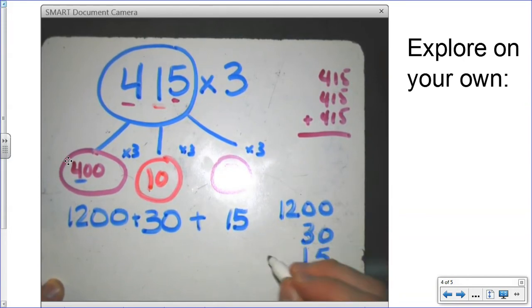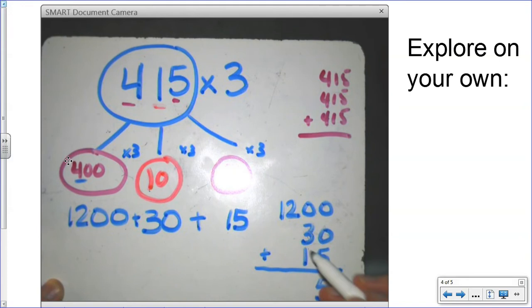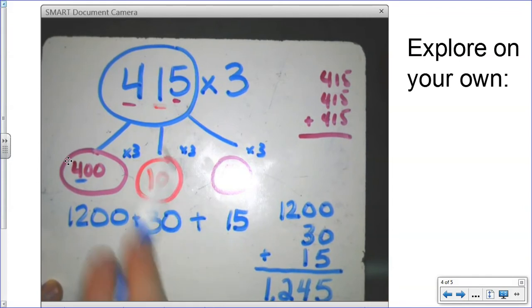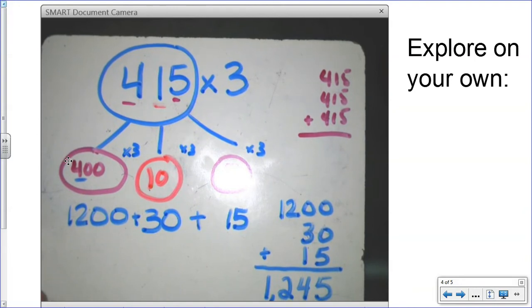So we had a lot of carrying going on here. Adding these up, I have 5 in my ones place. I have 4 in my tens place. I have 2 in my hundreds place. I have 1 in my thousands place. So 415 times 3 is 1,245.